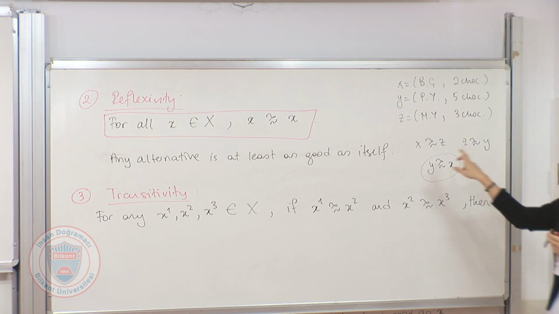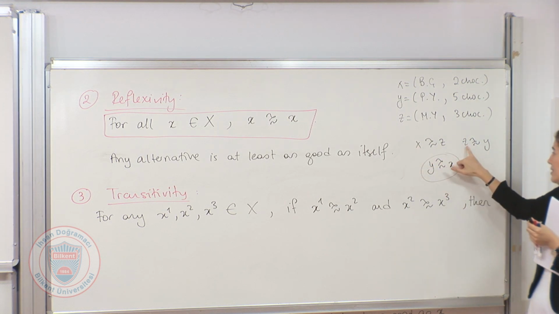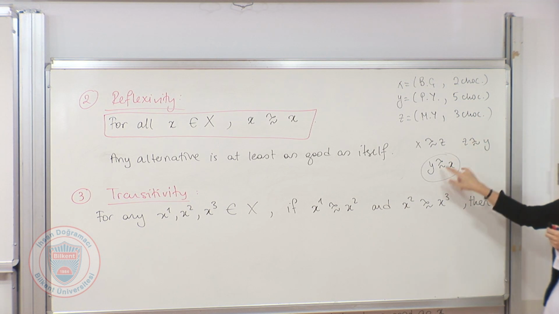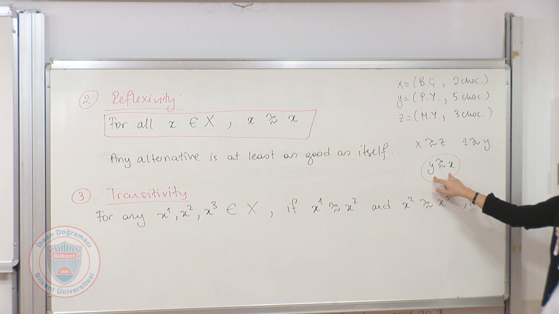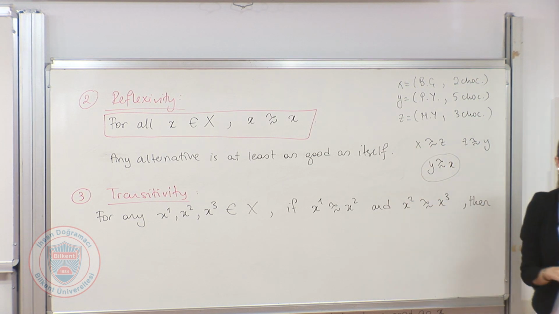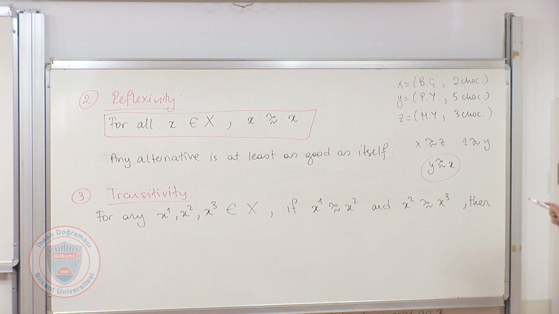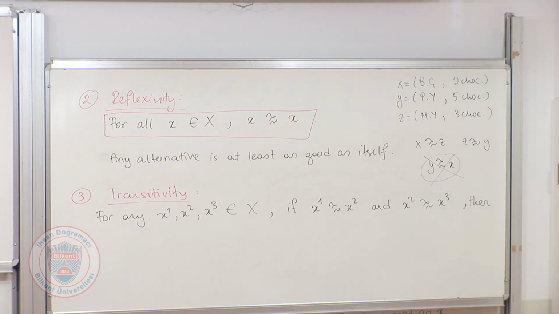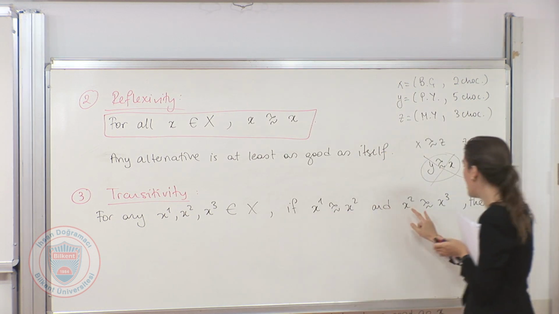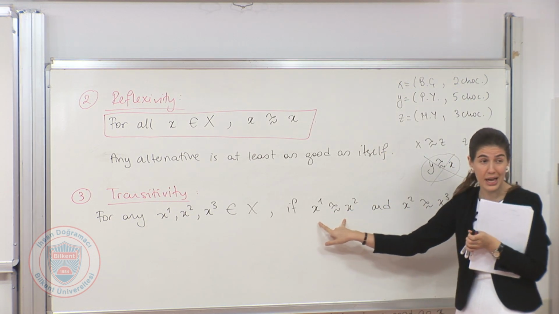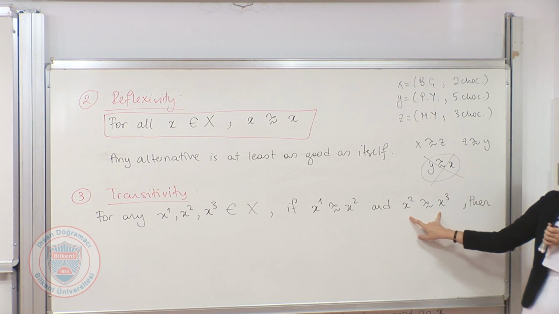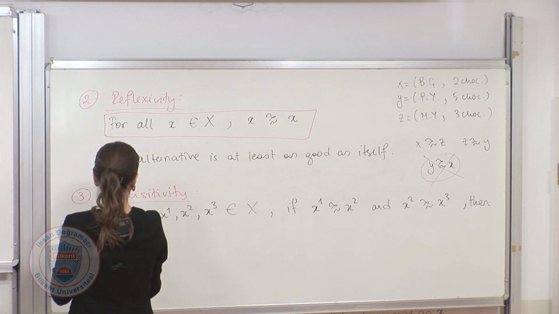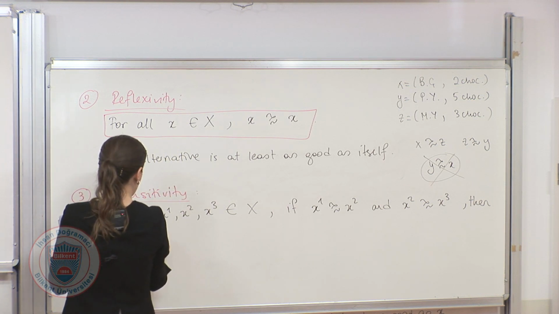Because you said that you like this guy more than this guy, and this guy more than this guy, so this guy seems like the worst guy to you, and then now you come and say that you like this guy more than this guy. So that is not very consistent behavior. This is basically what transitivity says, okay? It says that if x1 is at least as good as x2, and x2 is at least as good as x3, then x1 should be at least as good as x3 as well, okay?